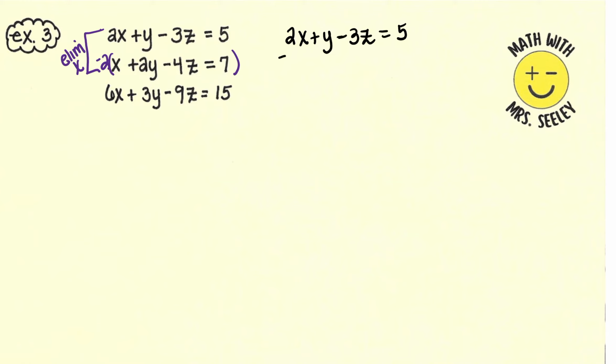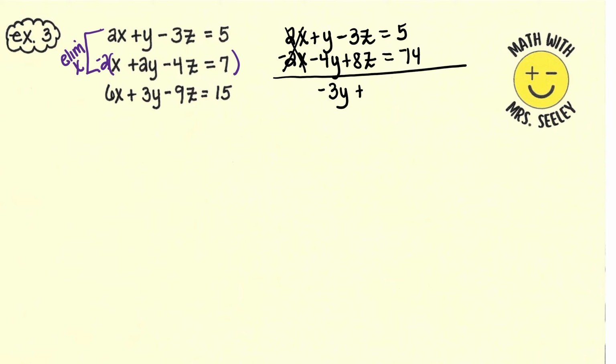Here, negative 2 times x is negative 2x. Negative 2 times 2 is negative 4y. Negative 2 times negative 4 is positive 8z, equals negative 2 times 7 is negative 14. Those are going to cancel.